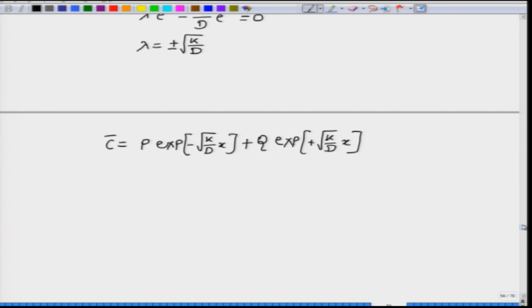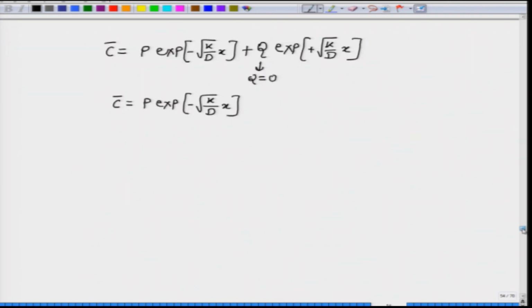One constant we can straight away eliminate. Which one is that? Q, right, because our x is varying from 0 to plus infinity, and we want the concentration field to behave at all x, including at x equal to infinity, which is possible only if q is 0, right. So, q is 0. So, we are left with only one term, c bar equal to p exponential minus root k by d x.